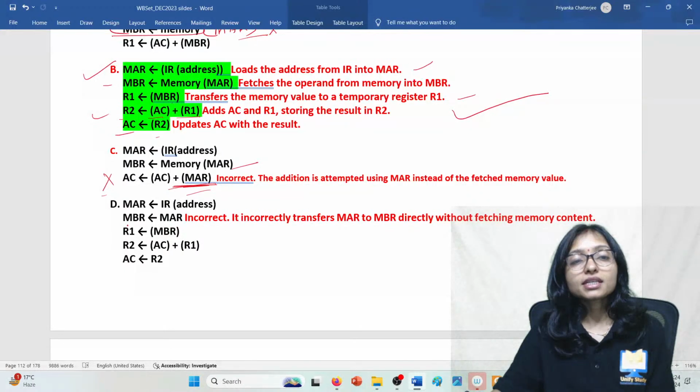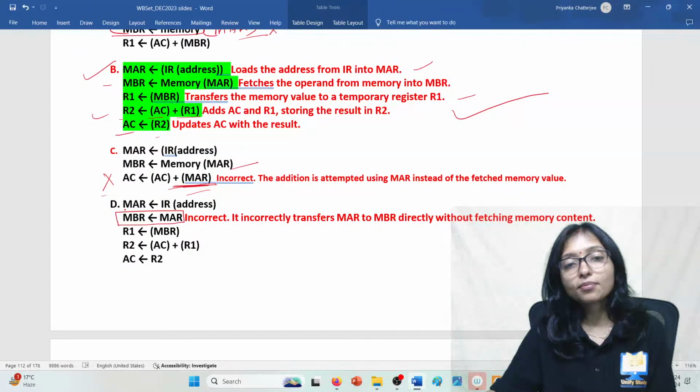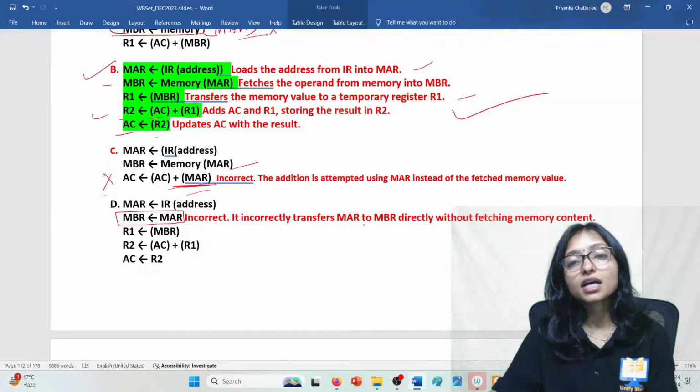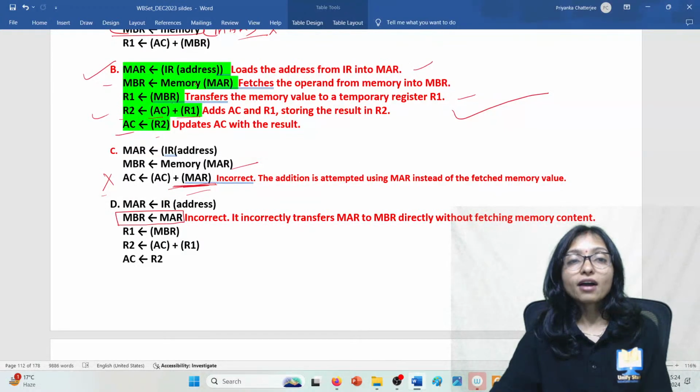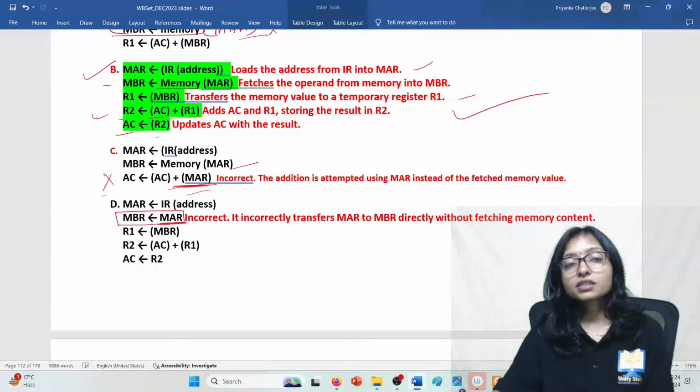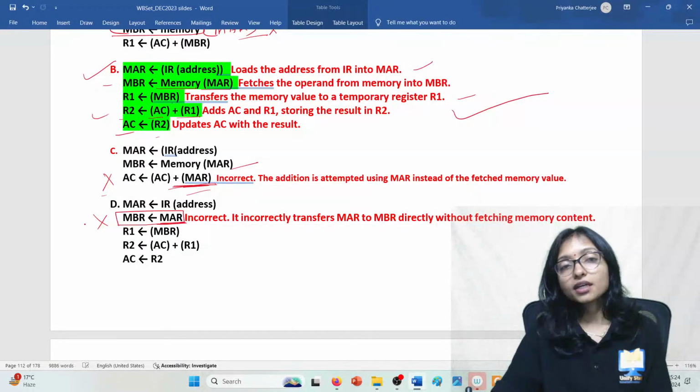Here also this is incorrect. You are sending MAR directly to MBR. But where is the MBR fetch? This is incorrect because it is transferred directly without fetching the memory content. You have to fetch using the memory at MAR. But you are doing it directly with MAR. This is wrong. That's why option D is wrong.